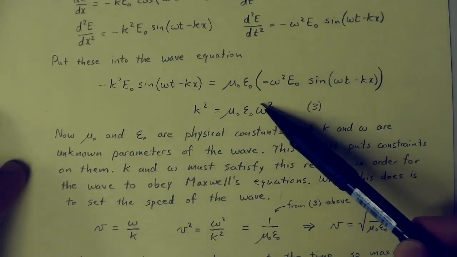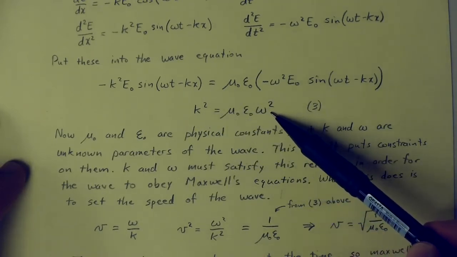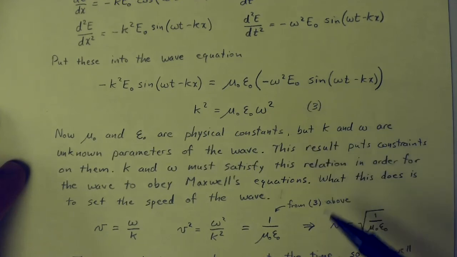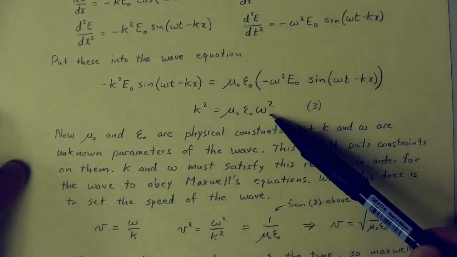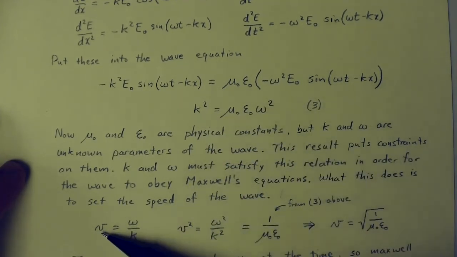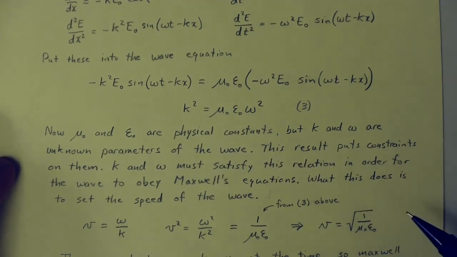Well, it shouldn't be too hard to rearrange this equation to figure out what omega divided by K is. And if you work through that and substitute it into this, you end up with the fact that the velocity of the wave is given by these constants, the square root of 1 over mu naught times epsilon naught.